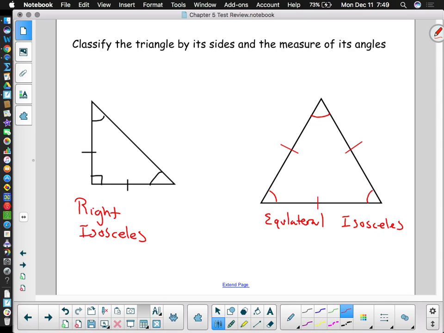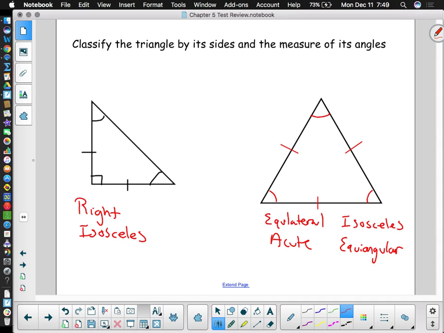Acute and equiangular are the other 2. Yep. Equilateral is triangle because it's equilateral and equiangular. That's obvious. It's also acute because all 3 angles are 60 degrees. And it's isosceles because at least 2 sides are congruent.